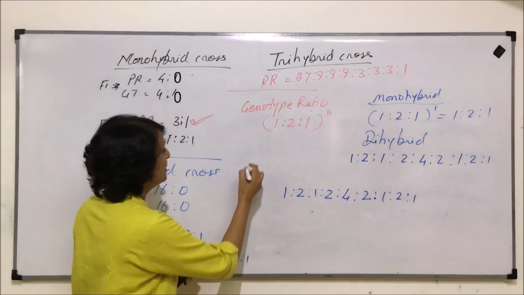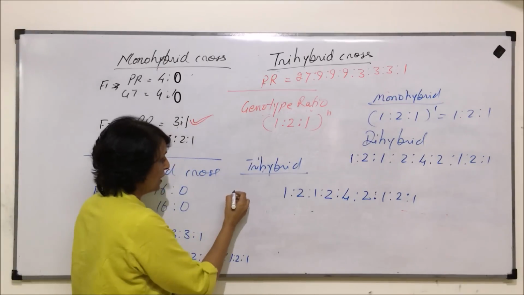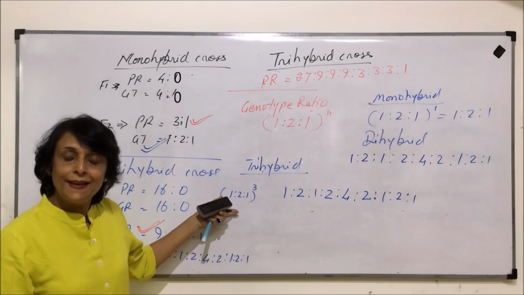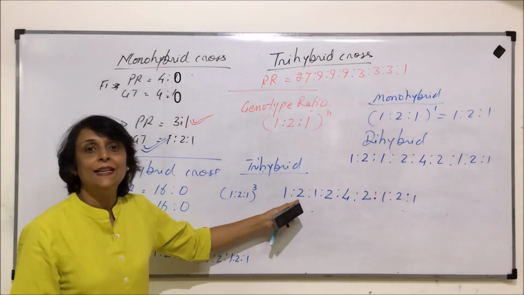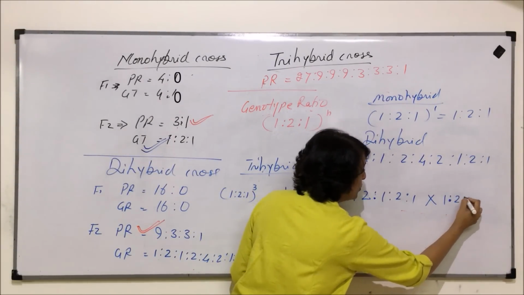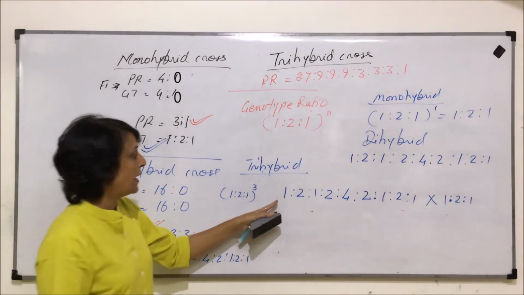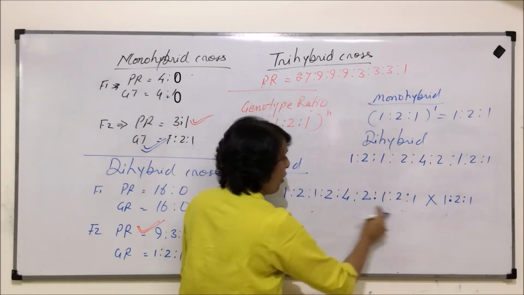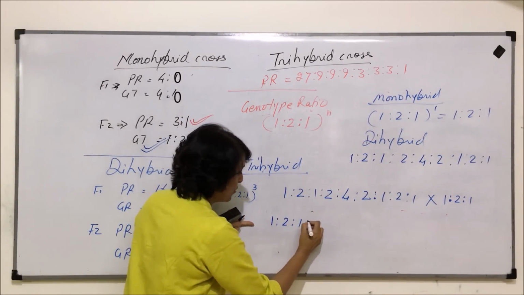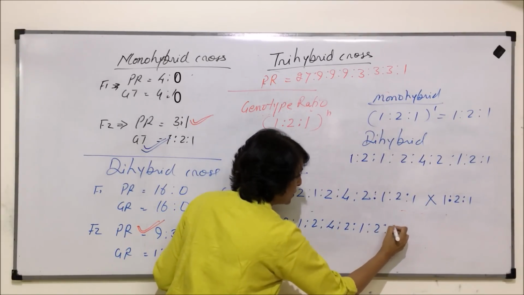In case of a trihybrid, our formula is going to be 1 is to 2 is to 1 raised to 3 because now we are taking 3 characters into account. This is what we get in case of a dihybrid cross. That means we'll have to multiply this with 1 is to 2 is to 1. This is going to be a little long ratio, but let us quickly write this. We'll multiply 1 with all these numbers. So the numbers are going to be the same. 1 is to 2 is to 1 is to 2 is to 4 is to 2 is to 1 is to 2 is to 1.